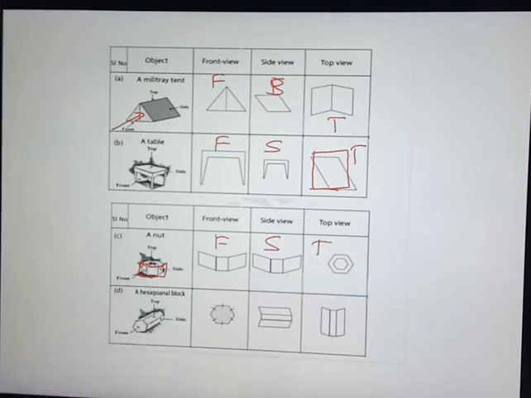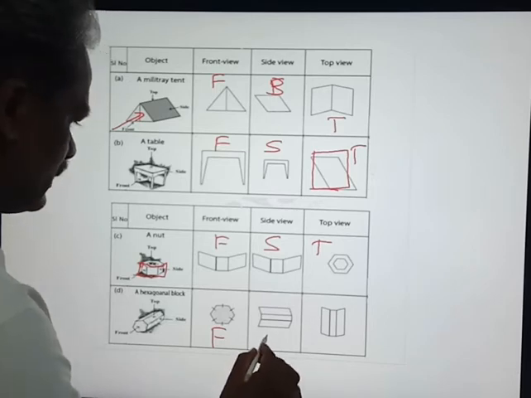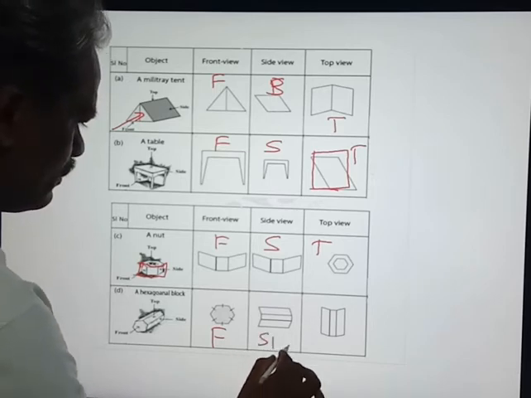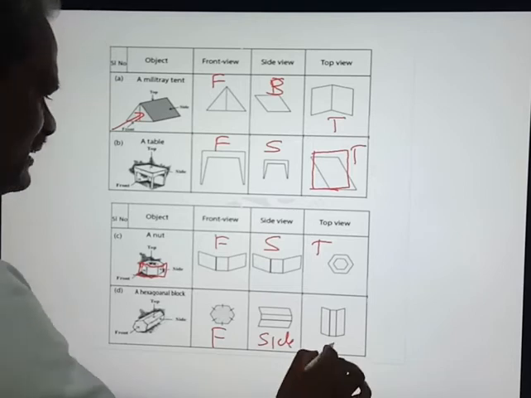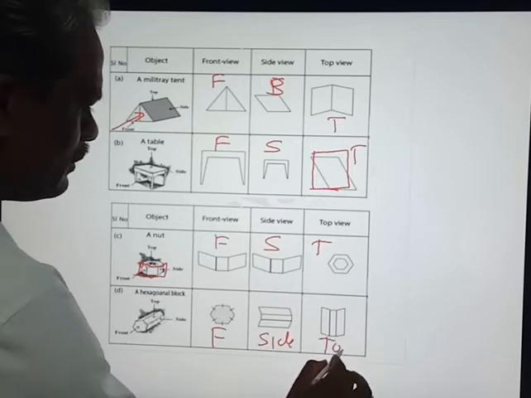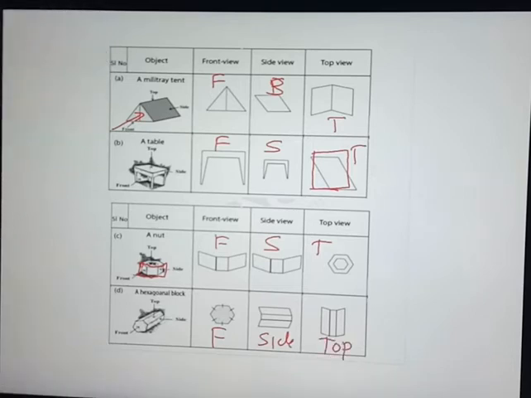And come to this hexagonal block. Front view looks like a hexagon. This is the side view. And this is the top view. Imagine yourself how it looks from the top.